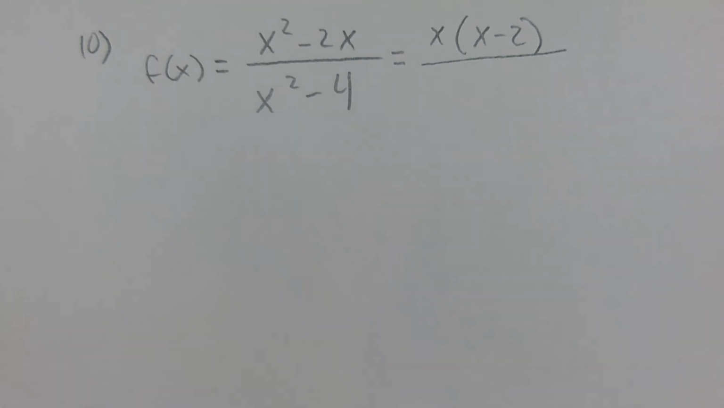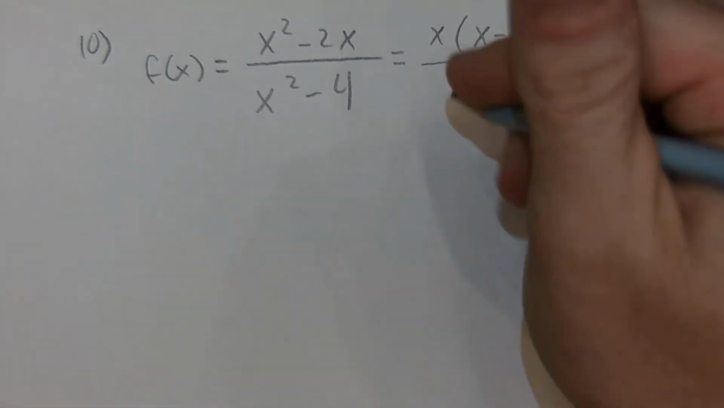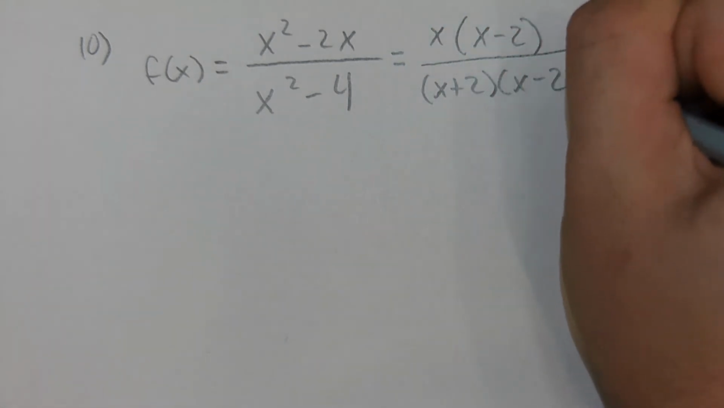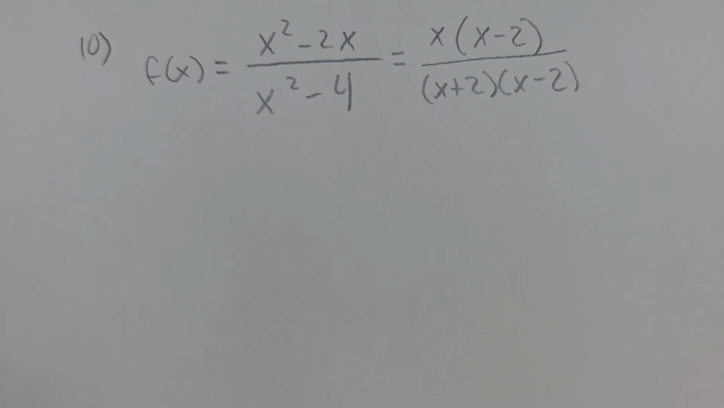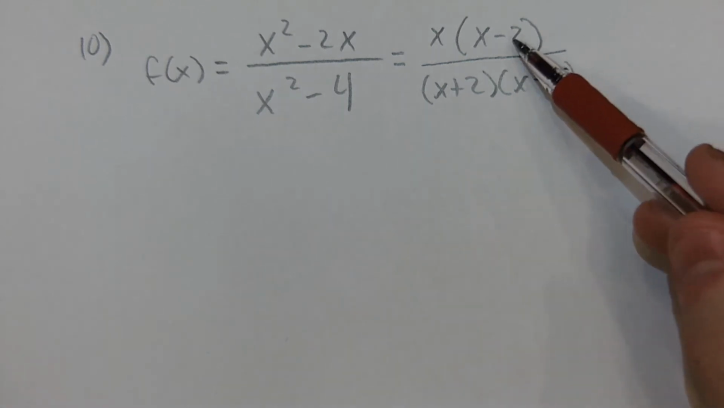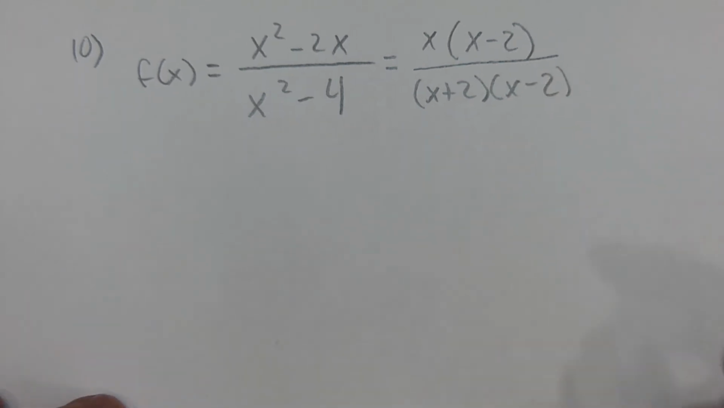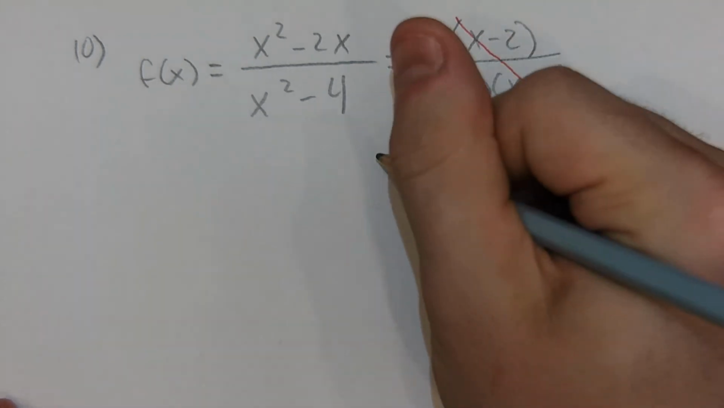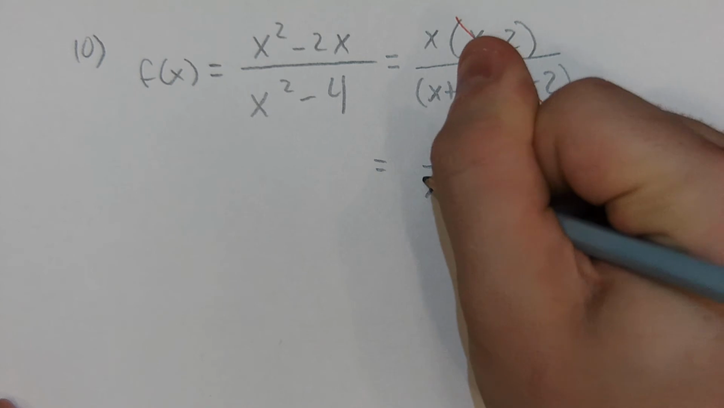I notice the denominator, x squared minus 4, is a difference of two squares. So I'll factor the denominator, x plus 2 times x minus 2. Hey, check it out. There's an x minus 2 on the top and bottom of this fraction, so they're going to cancel out. Whee! This thing is going to clean up to x over x plus 2.